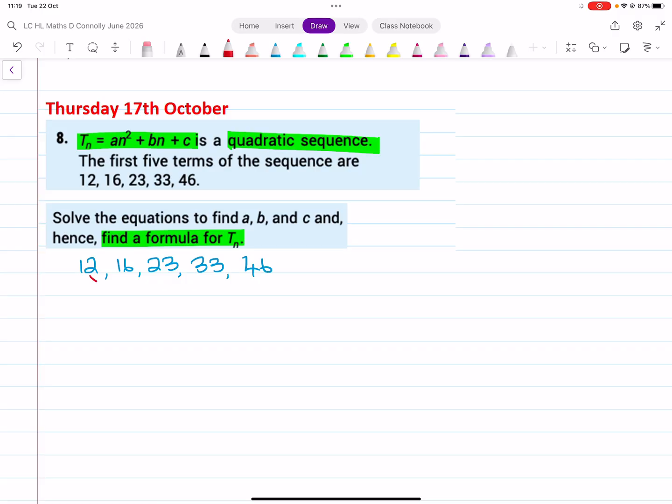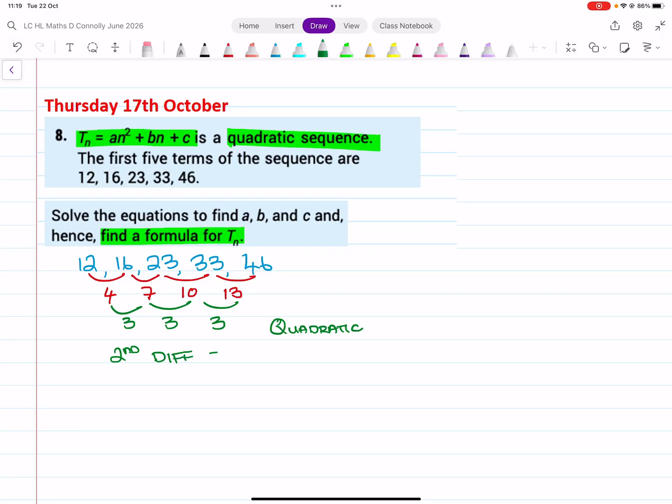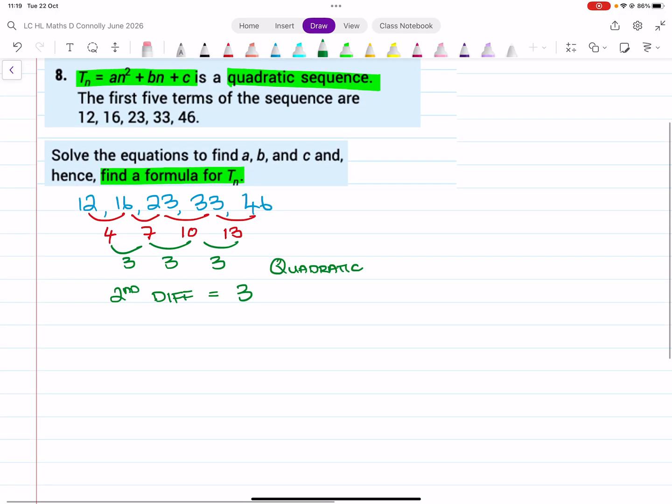And we find the first difference. So this is 4. Sorry, this is 7. This is 10. And this is 13. So it's not linear. But if we look at the second difference, we can see that it is quadratic, which we knew anyway because we were told. And that the second difference is 3.